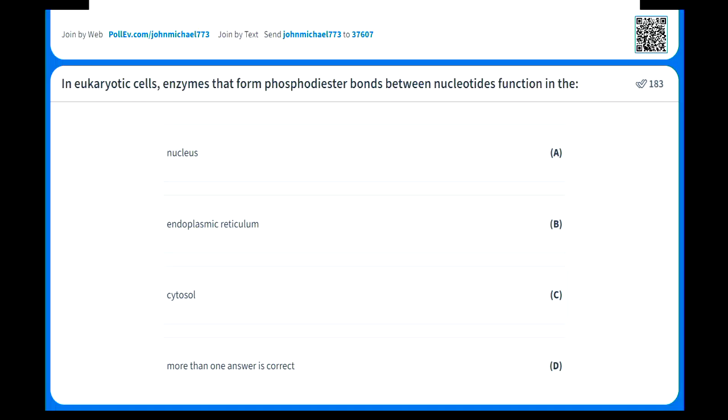Will they function in the nucleus? Will they function in the endoplasmic reticulum? Will they function in the cytosol? Or do you think more than one answer is correct? Where do you think these enzymes which make phosphodiester bonds between nucleotides will function? You can turn to your neighbors or your helpful TAs and they can assist you.